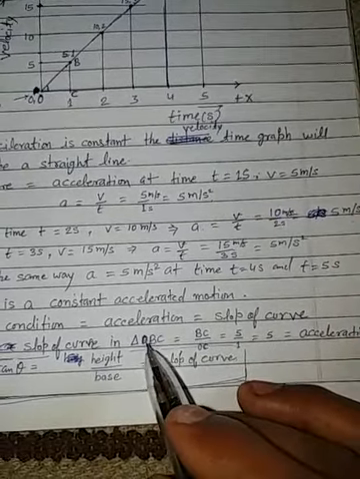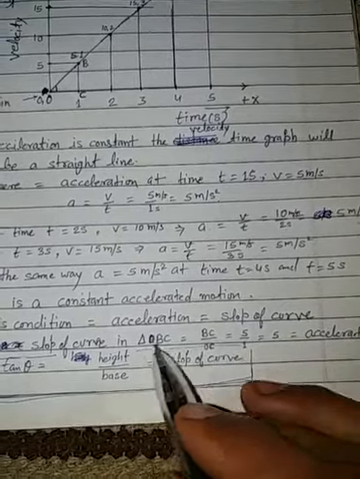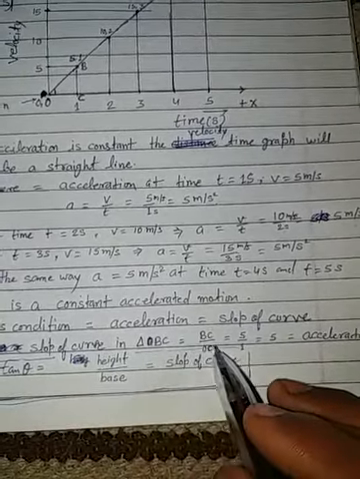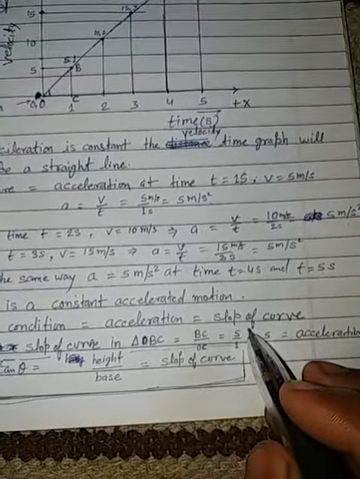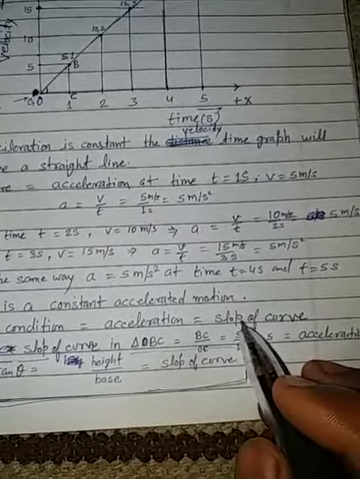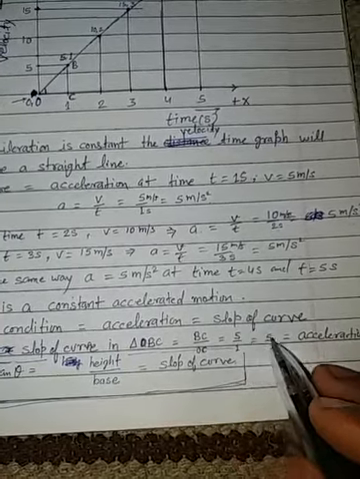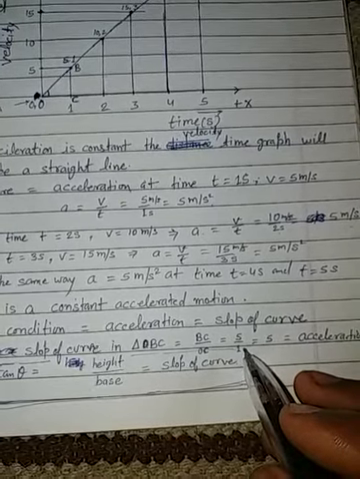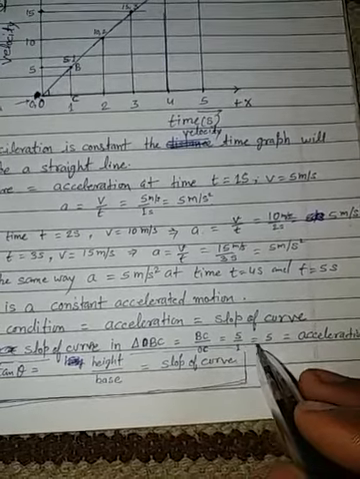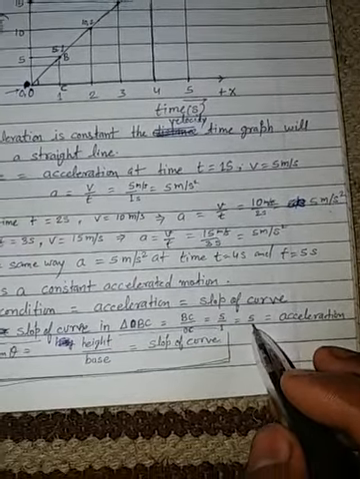So in triangle OBC, the slope of the curve will be BC upon OC, BC equal to 5 the height, and OC equal to base 1. So acceleration equal to 5 meter per second square.